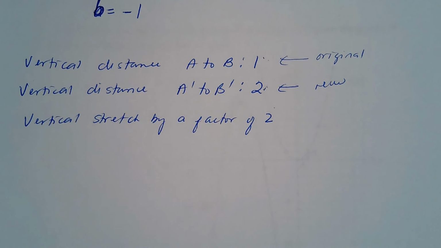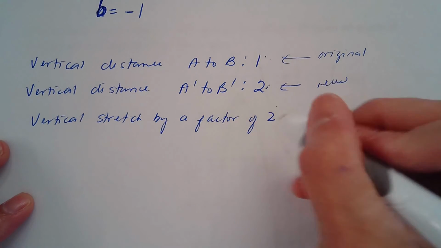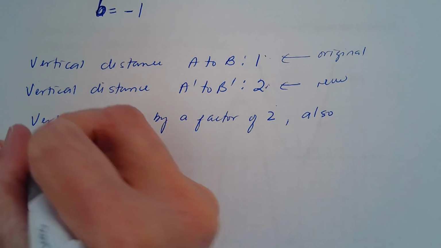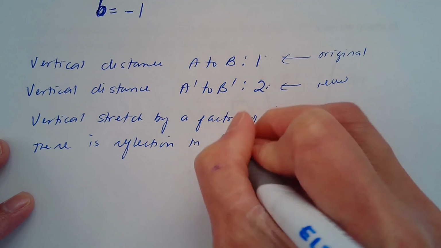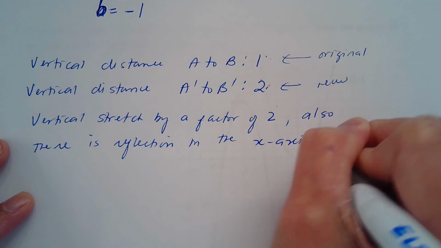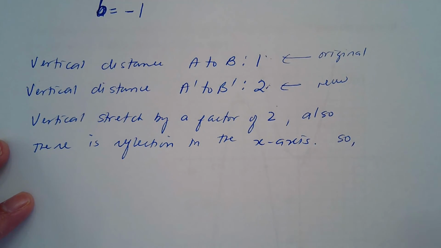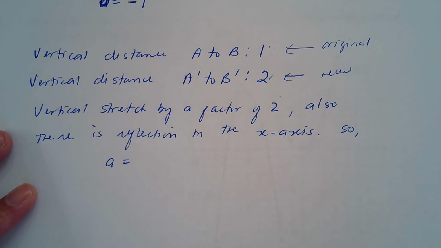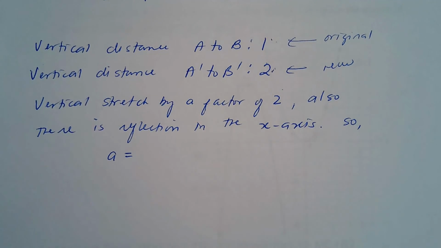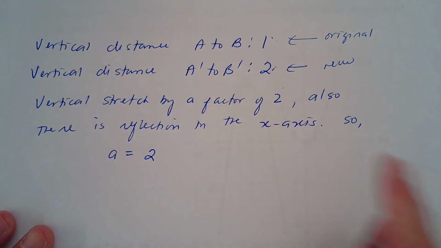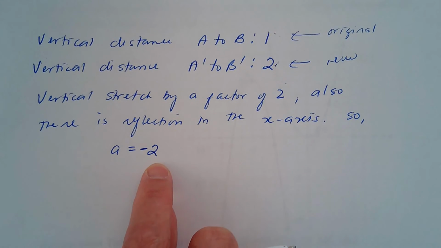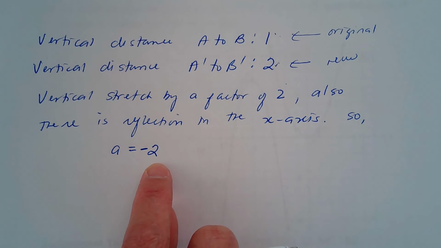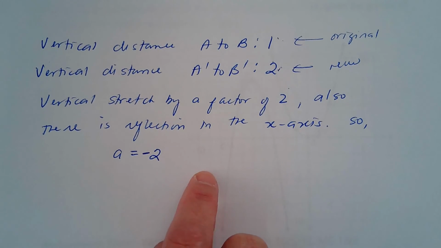Also, there is a reflection in the x-axis. So, what does that mean? A must be a factor of 2. That's a vertical stretching, a factor of 2. And there's a reflection in the x-axis, so there's a -2. So far, so good. So B is -1, A is -2.